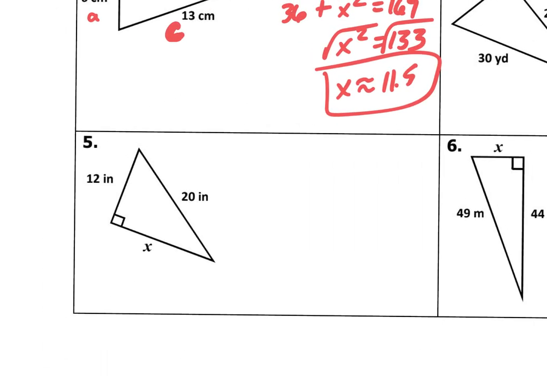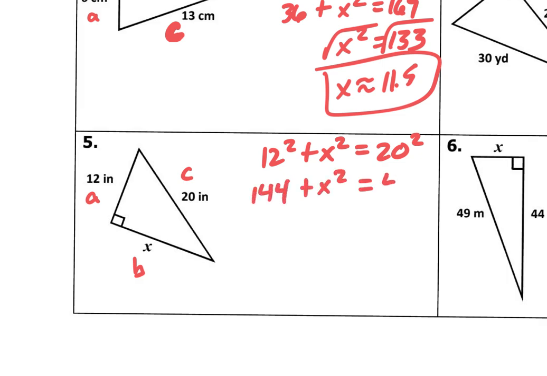Okay, on number 5, which one matters? Which one do we got to make sure that we identify as the hypotenuse? 20. Okay, so this is our C. These other two could be either way. So then we get 144 plus x squared equals 400. Subtract 144 from both sides. And we always finish by taking the square root.